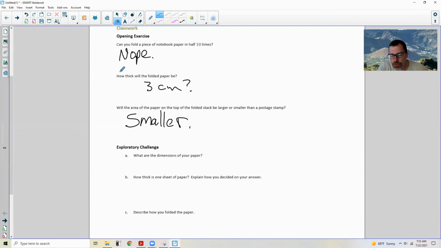Okay, so anyway, you're supposed to do that in class as an activity. And what's happening to the area as you fold it? Obviously, the area is decreasing and the thickness is increasing with the number of times you fold the paper.